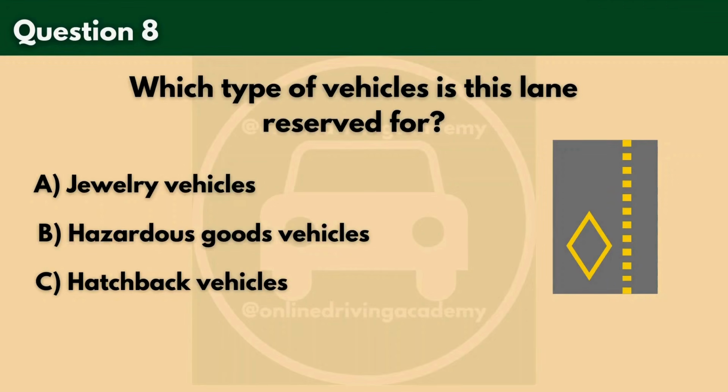Question 8, which type of vehicles is this lane reserved for? Again, we're looking at a diamond shape there, and we know that is for hazardous goods vehicles only. So is it option A, jewelry vehicles? Is it option B, hazardous goods vehicles? Or is it C, hatchback vehicles? The correct answer will be option B.